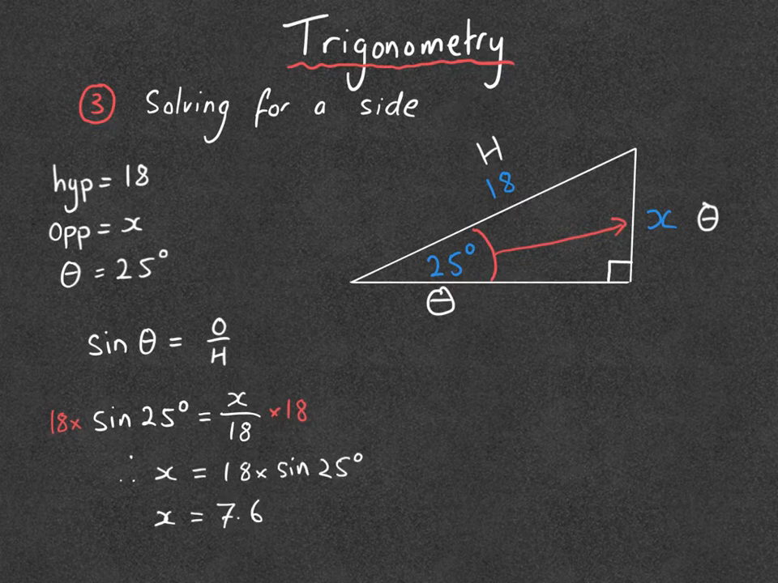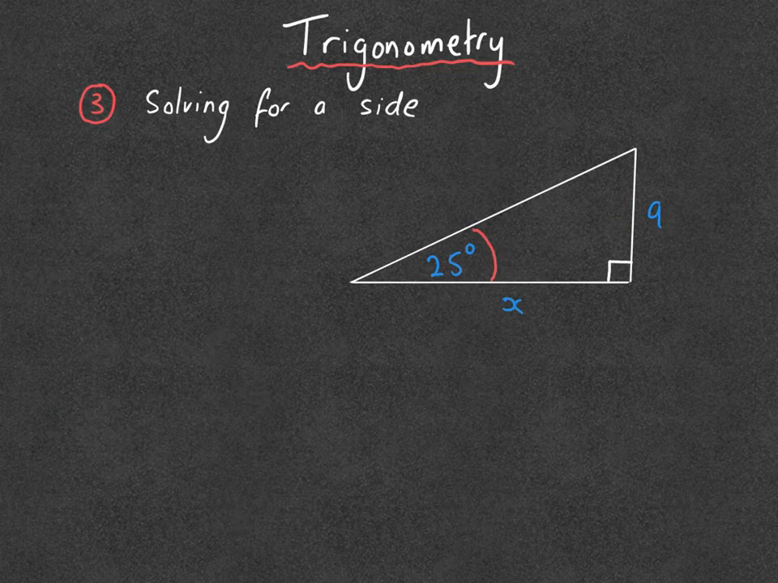And we get an answer of 7.6. But it's important to realise this is not the exact answer, it's just approximate. So we communicate that by saying our answer is correct to one decimal place only. Here's another example that will use a different trig ratio using the same angle.